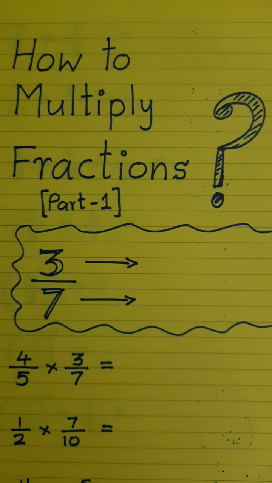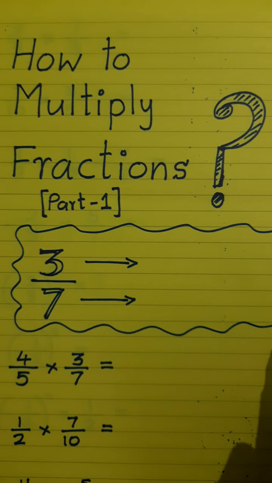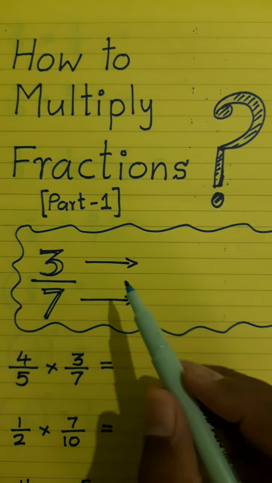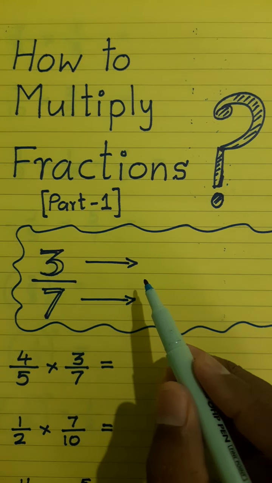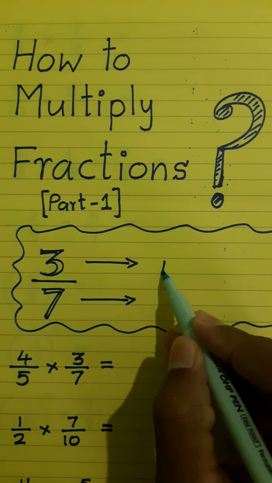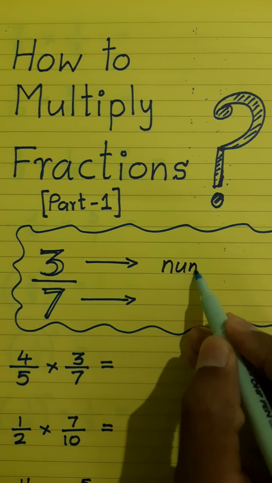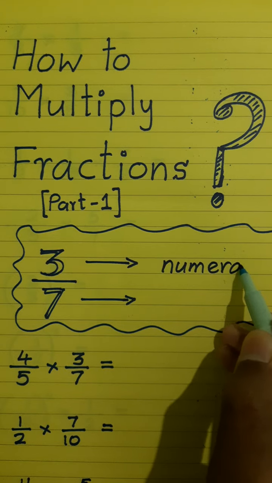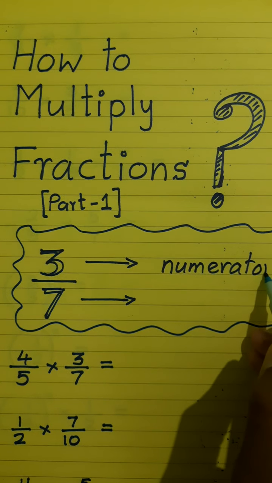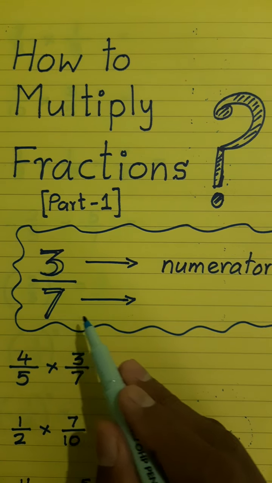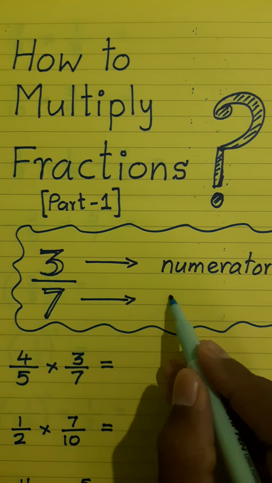Hi everyone. From this video, you are going to learn how to multiply fractions. When you consider a fraction, the top number is called the numerator. The bottom number is called the denominator.